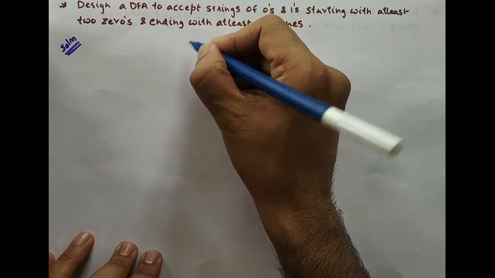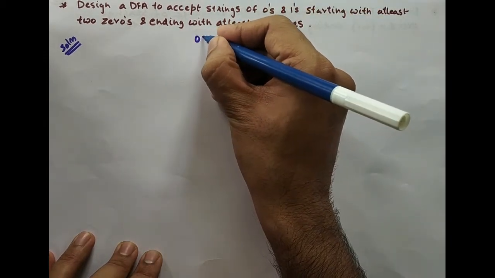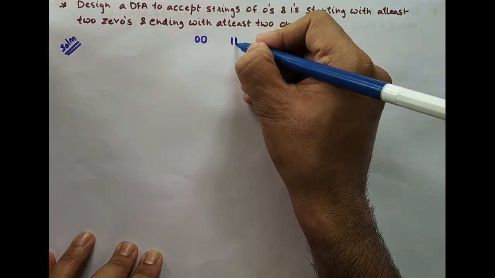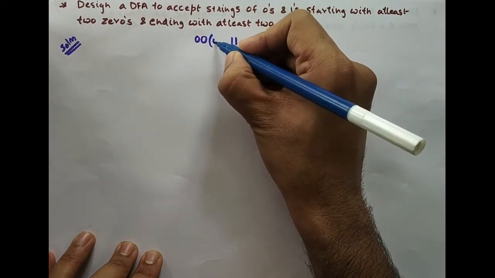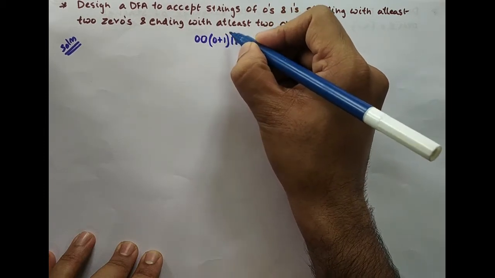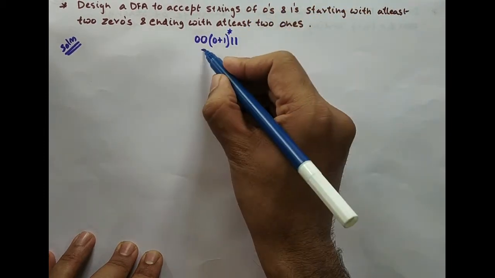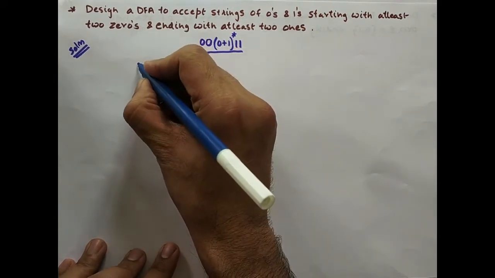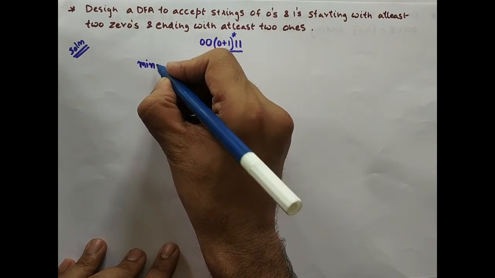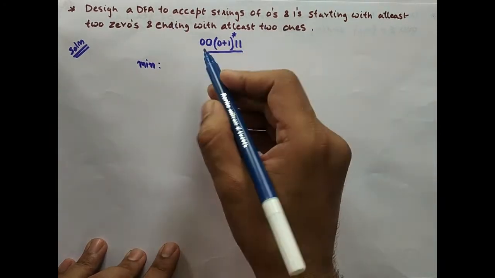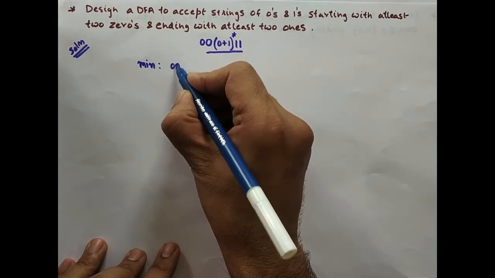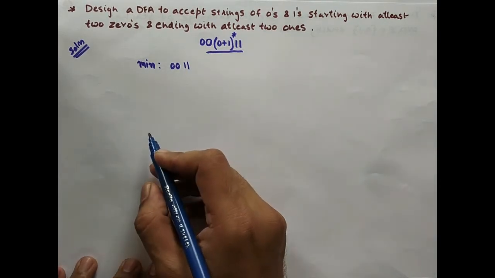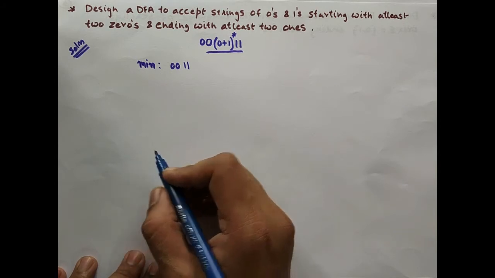Now it should start with at least two zeros, so 0, 0. It should end with at least two ones, and in between any combination of 0 and 1 would do. So this is basically the regular expression. We have to now find out what is the minimum possible string. So the minimum possible string here would be 0, 0, 1, 1. That's the minimum possible string. So first we'll have to design a finite automata for the minimum possible string.